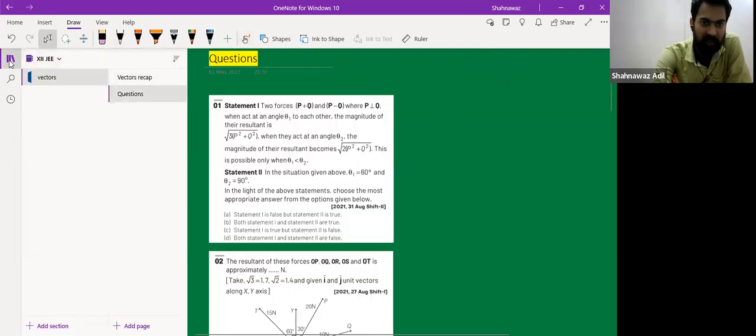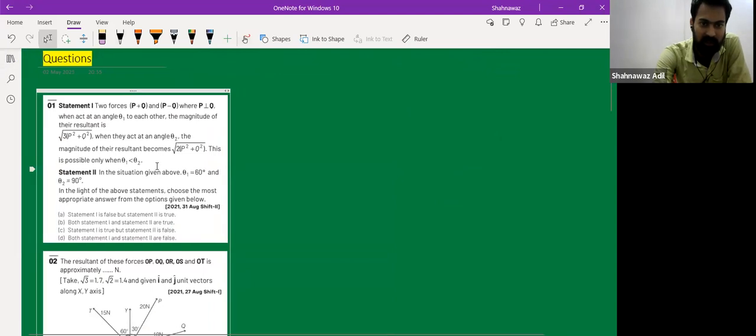Now let us do some questions that I have prepared. So let us do this question. I will focus on the questions which are from the JEE point of view, right? In this question, two forces P plus Q and P minus Q, where P is perpendicular to Q, act at an angle θ to each other. The magnitude of their resultant is this, right?